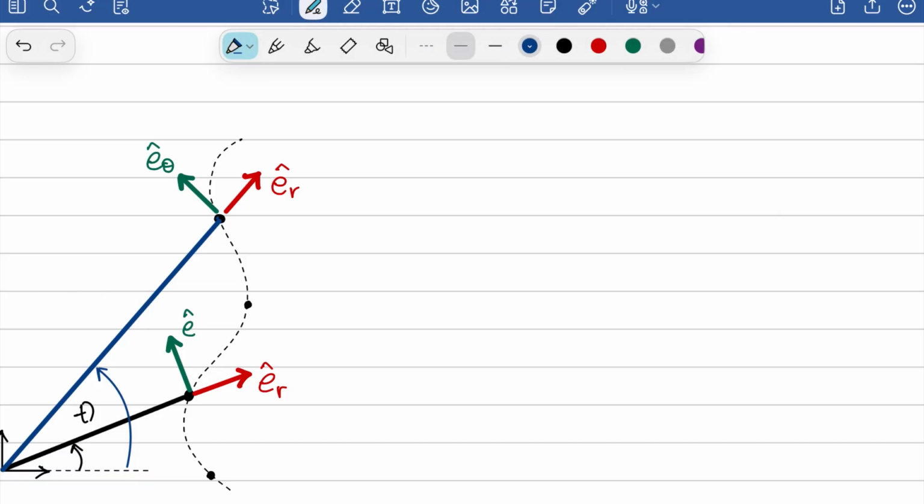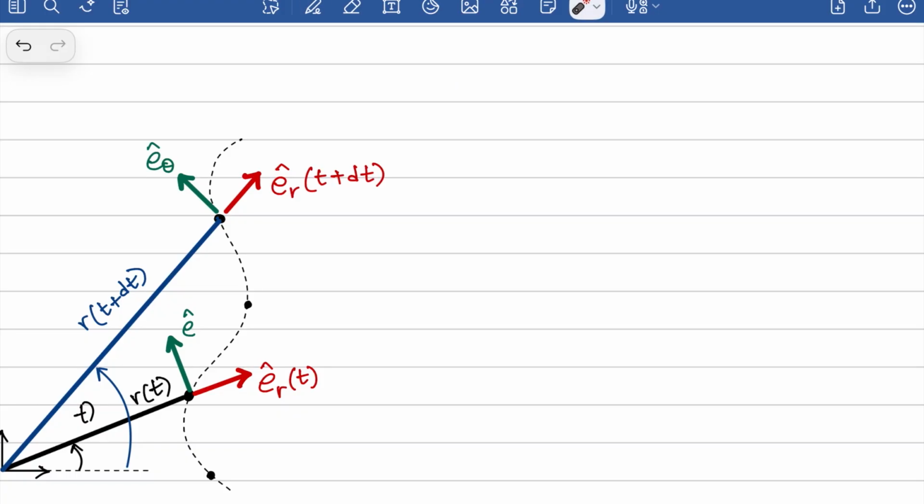So this here is r at time t plus dt. This here was r at time t. This here is e_r hat at time t. This here is e_r hat at time t plus dt. So I'm basically saying that in an infinitesimally small amount of time, this e_r hat has changed to this e_r hat.